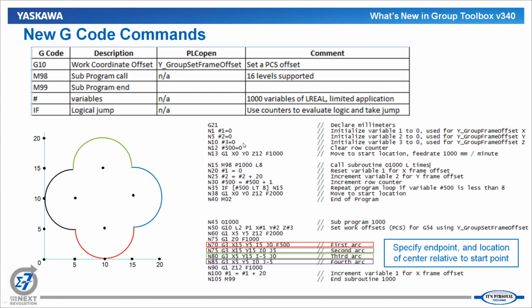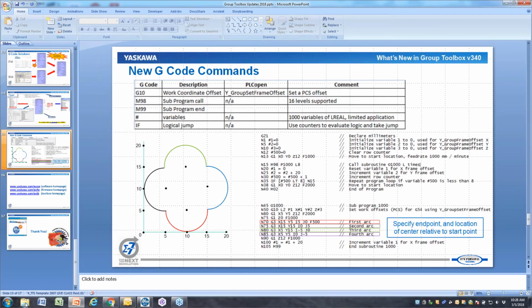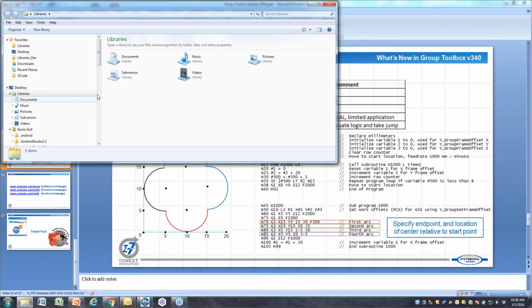So just taking a step back, this is the initialization of the program. This acts as the main loop, the main core of the program that jumps down to a subprogram 8 times. This being the subprogram that has the actual motion and the setting of the part coordinate system. And so let's take a quick look at a time-lapse video of that running.